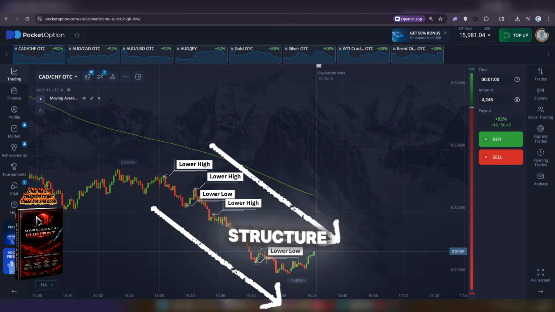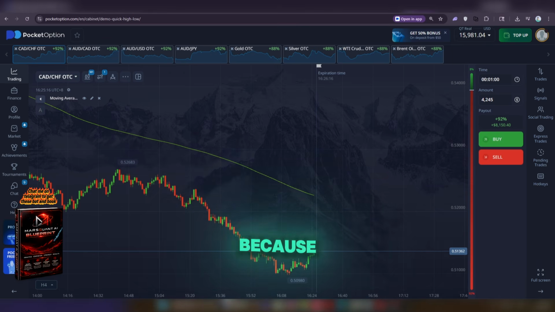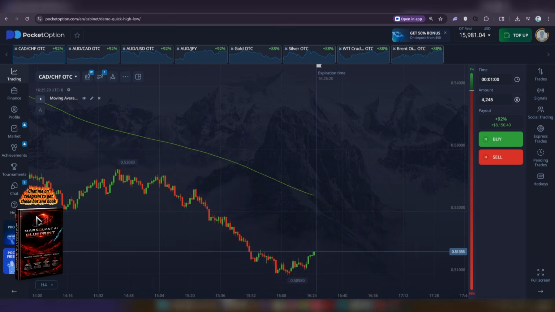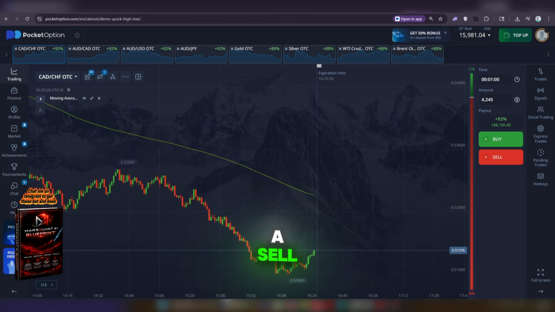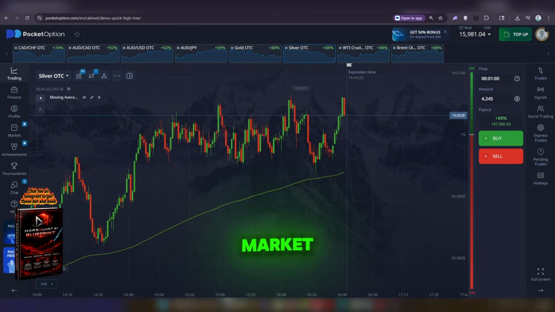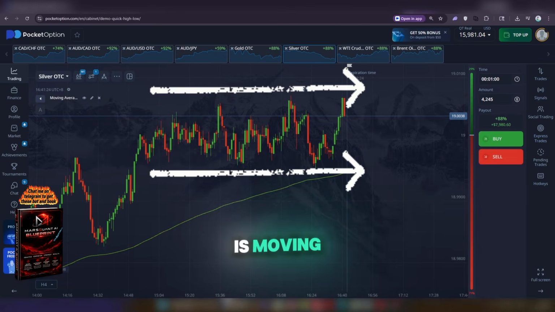When the market is bearish, it makes lower highs and lower lows. This means the main structure is currently bearish. Because of that, I am not interested in buying randomly at every support. My priority is to wait for the price to pull back into a strong resistance area and then look for a sell confirmation. When the market is sideways, the price is moving between a clear upper boundary and lower boundary.